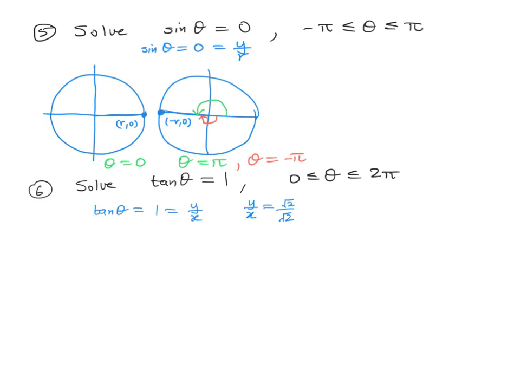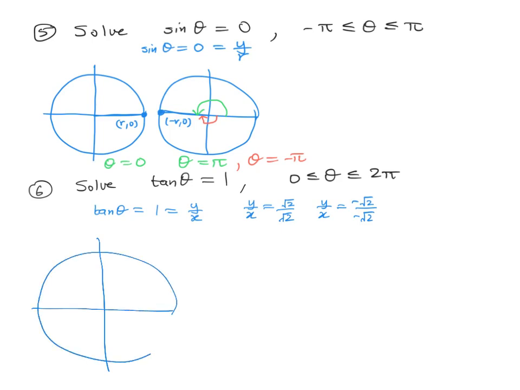But that's not the only thing, though, because these are both positive, but y and x could turn negative. If they were both negative, we'd still get 1 as our ratio. So it could also be y over x equals negative root 2 over negative root 2. So when it says tan theta equals 1, it actually is representing these 2 scenarios. So I do need to draw 2 circles here. So I'll draw 2 circles.